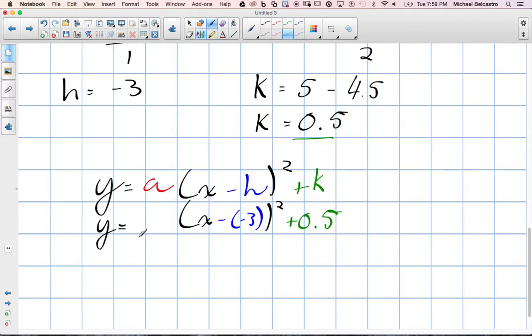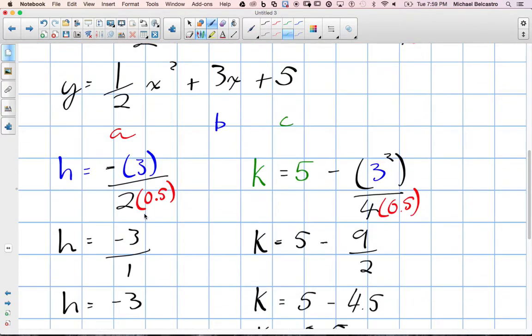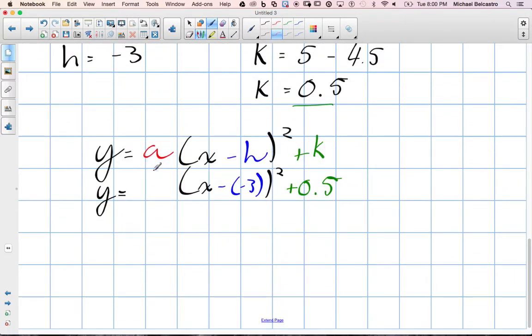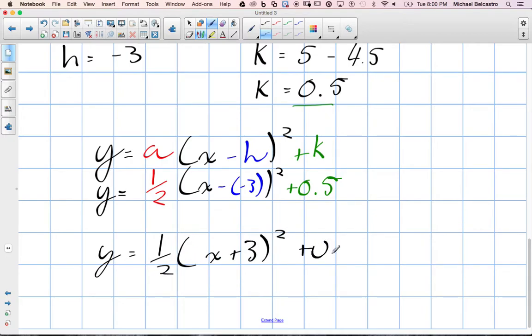Okay. And then a, what's the a? Well, the a is whatever the a was here. So it's a half or 0.5, whatever you want to write. We'll write it as a half. And there's your vertex form. I got to simplify what's in the middle here, but it's a half (x plus 3) squared plus 0.5.